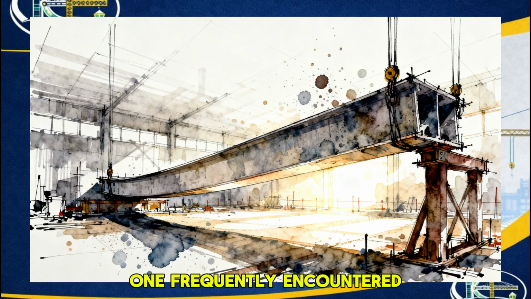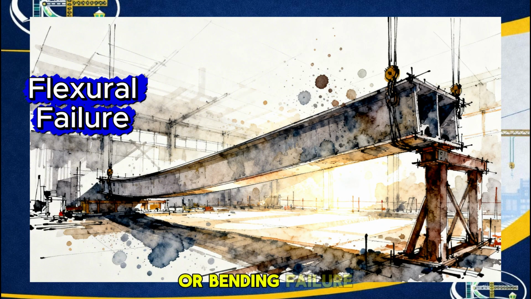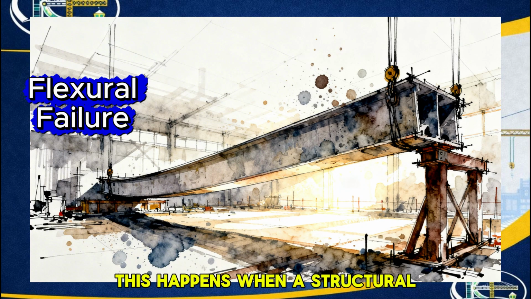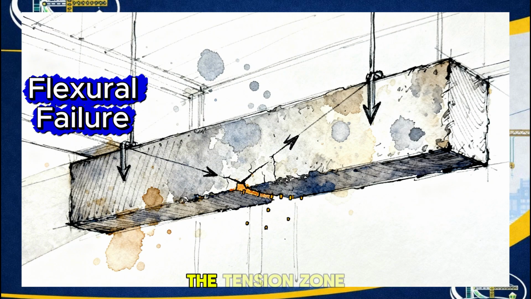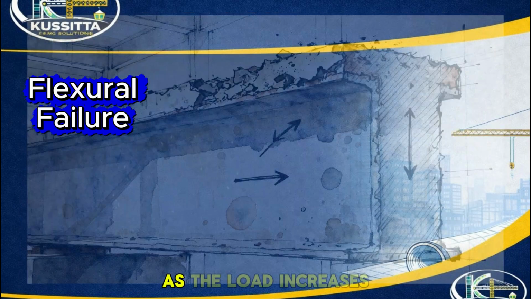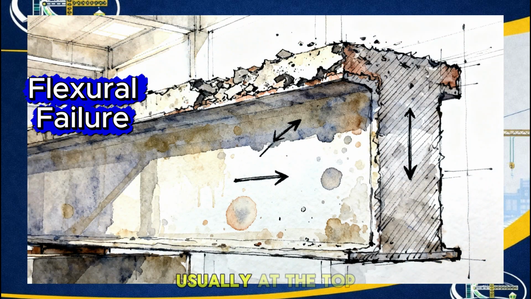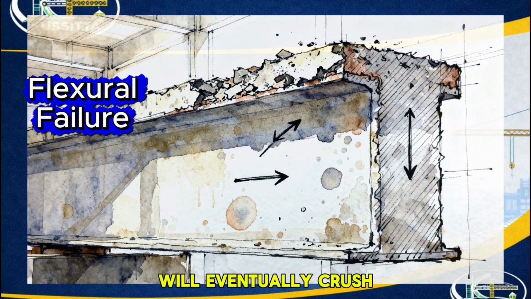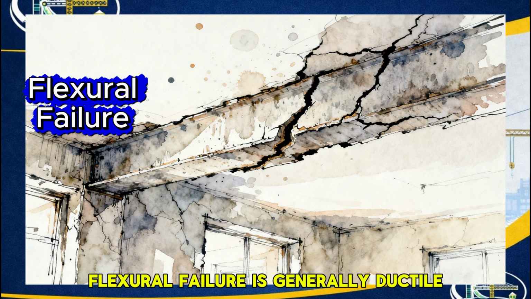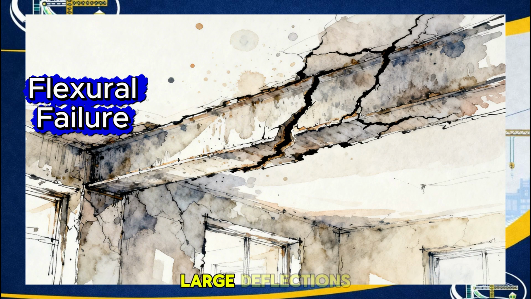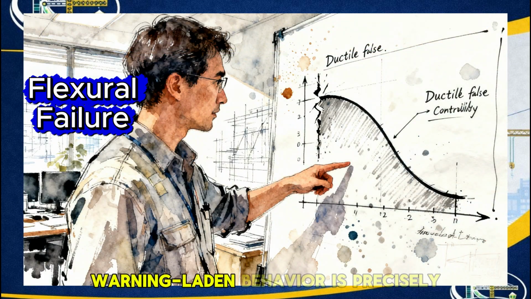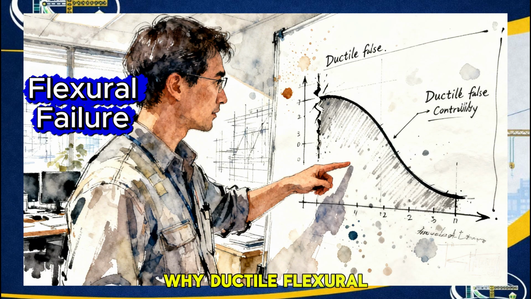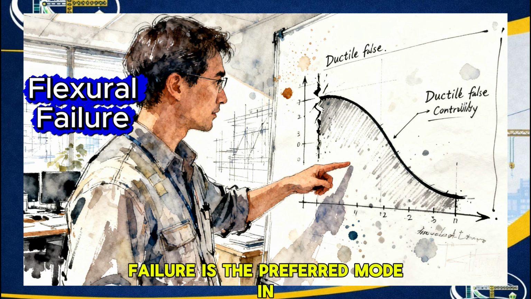One frequently encountered mode is flexural failure, or bending failure. This happens when a structural element bends beyond its capacity. Imagine a beam under load. The tension zone, typically at the bottom, will crack first as the material stretches. As the load increases, the compression zone, usually at the top, will eventually crush. Flexural failure is generally ductile, providing ample warning signs: large deflections and visible cracks appearing gradually. This predictable, warning-laden behavior is precisely why ductile flexural failure is the preferred mode in structural design.